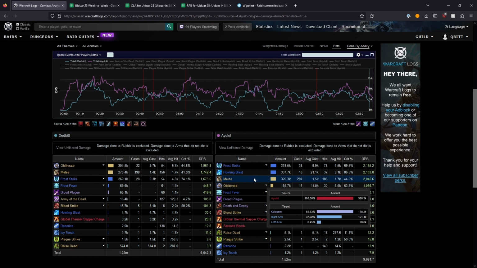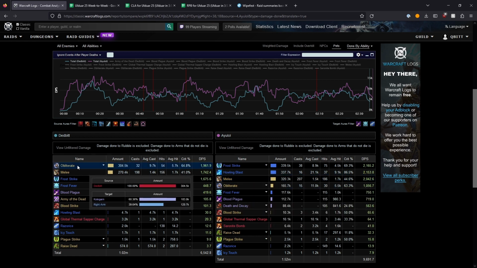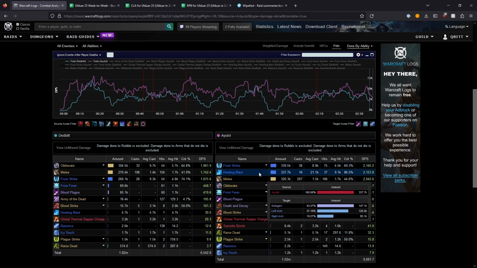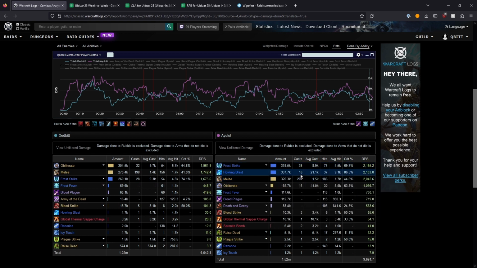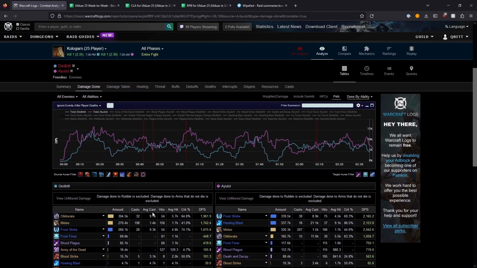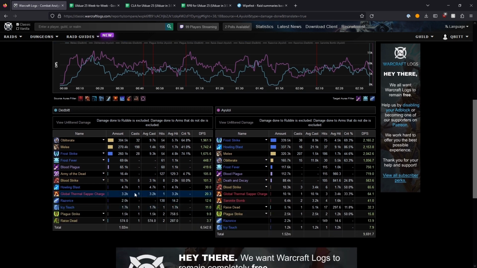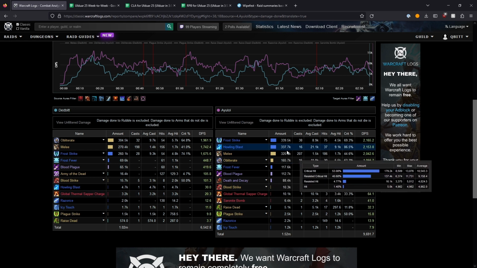Uh-oh, I'm doing something wrong. I'm using Obliterate too much. He is Howling Blasting like a madman. He is Howling Blasting 16 times, which is probably about as much as he could do for the fight encounter. I did it a whopping 1 time. Is it a multi-target fight? Yes, this is Kologarn with the left and right arms. I was saving mine for the adds. He is just blowing his on the boss. Is what's going on here.